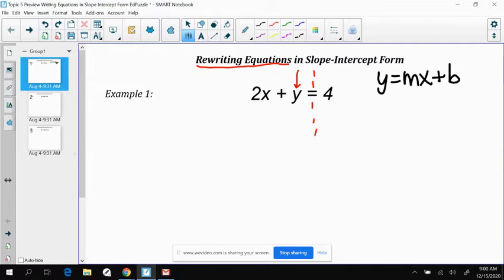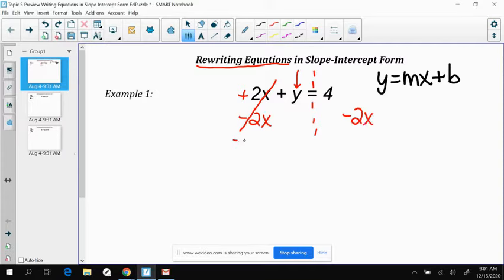We need to undo or remove 2x, and 2x is a positive 2x. How are we going to undo a positive 2x? Well, the inverse of adding 2x will be to take 2x's away. Now, the 2x has been removed from one side of the equation, and whatever we do to one side of the equation, we need to perform to the other side of the equation.